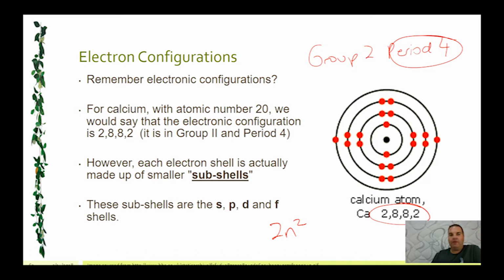However, Schrodinger has gone through and determined that the electrons within those shells actually pair up, and they orbit in different energy levels.